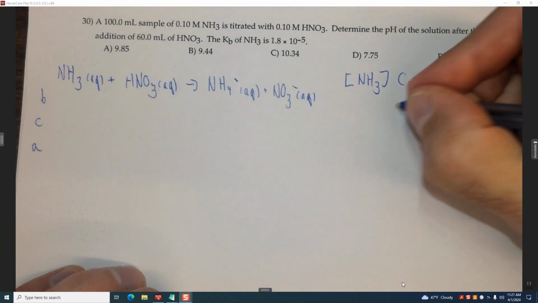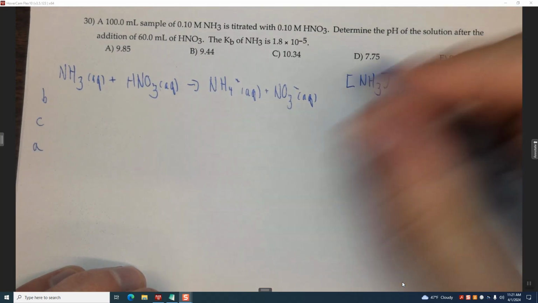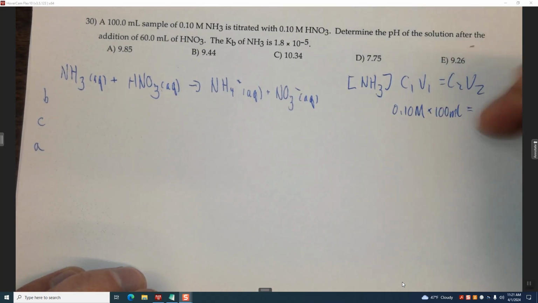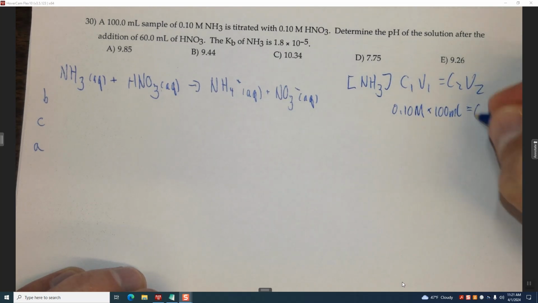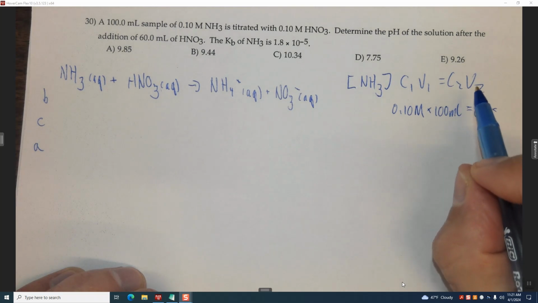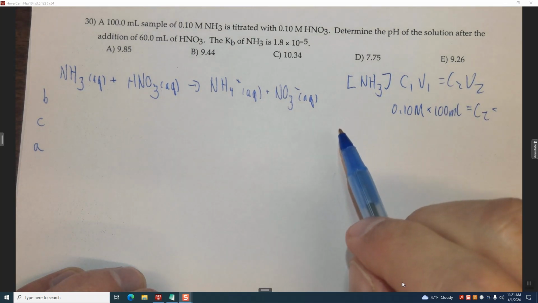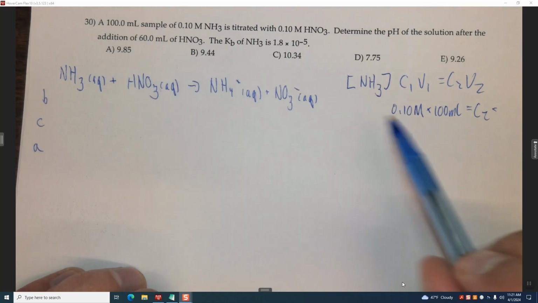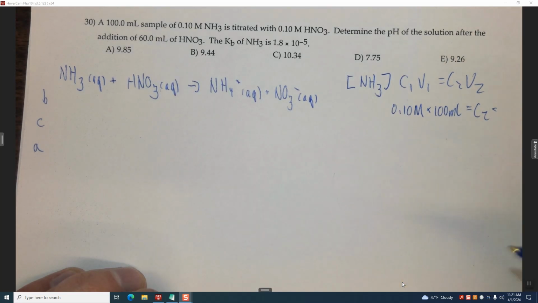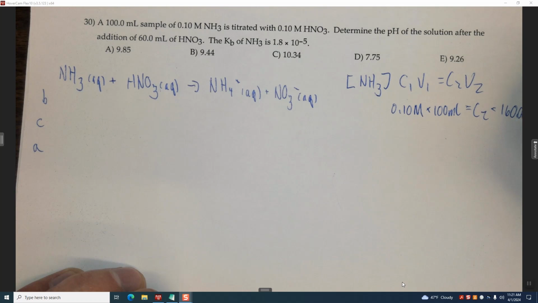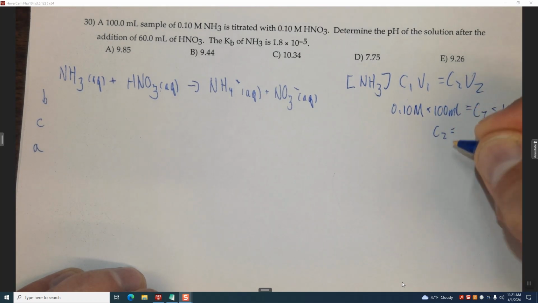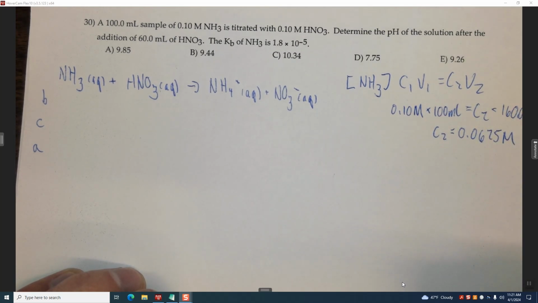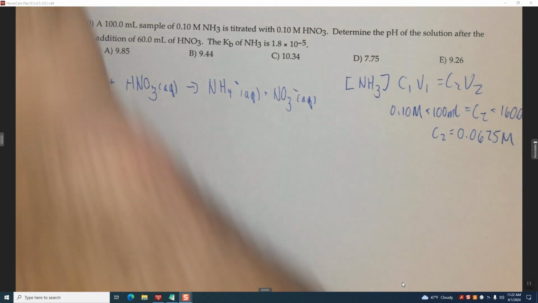The initial concentration of NH3 is 0.10 molar times the initial volume, which is 100 milliliters, equals C2 times V2, which is going to be the total volume of the solution, which in this case is the 100 milliliters plus the 60 milliliters of the HNO3, so 160 milliliters. When you do that, you find that C2 is equal to 0.0625 molar. Okay, so this is the concentration after.